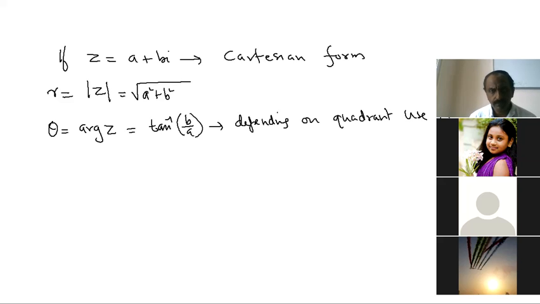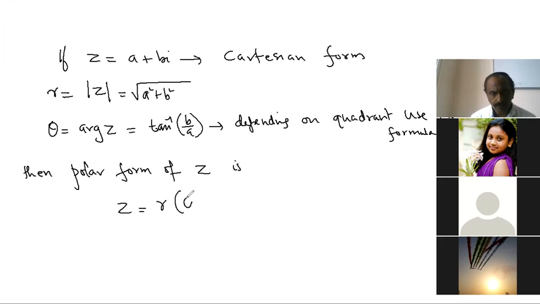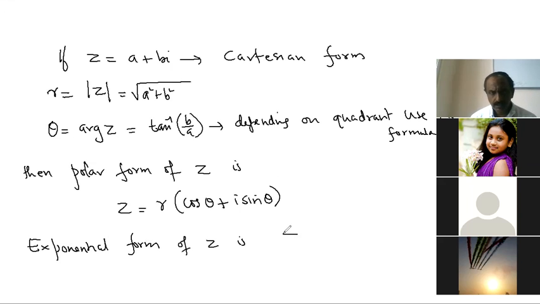Use the formula. Okay, I just wrote tan inverse A. Then the polar form of the complex number Z is R into cos theta plus i sin theta. And the exponential form of Z is equal to R e raised to i theta.